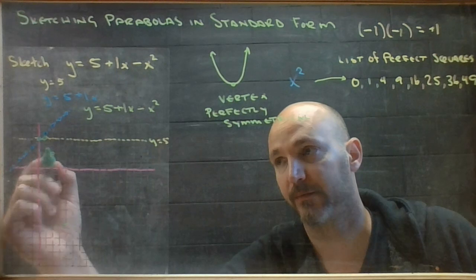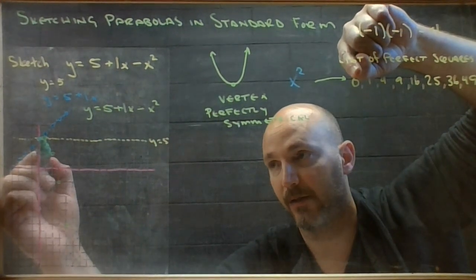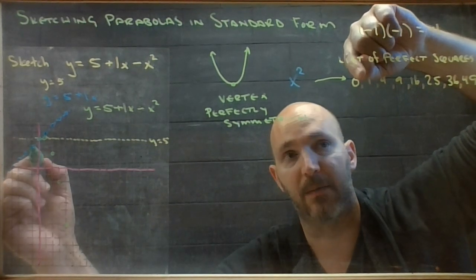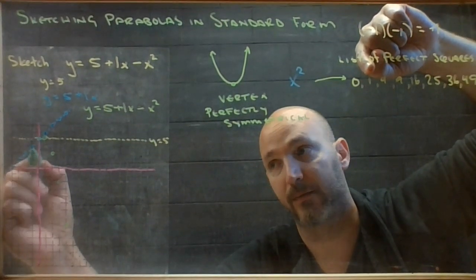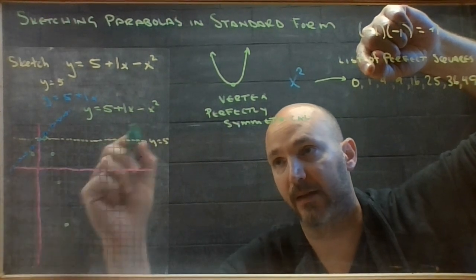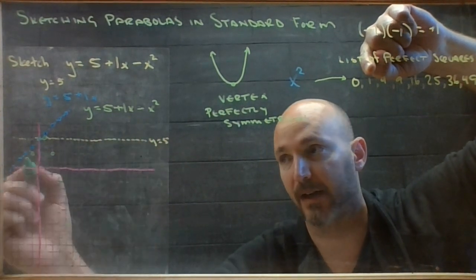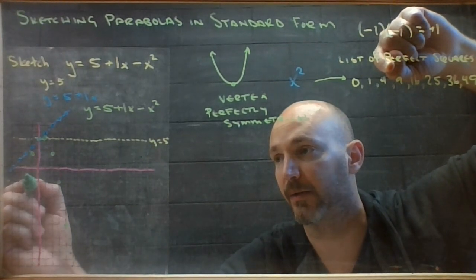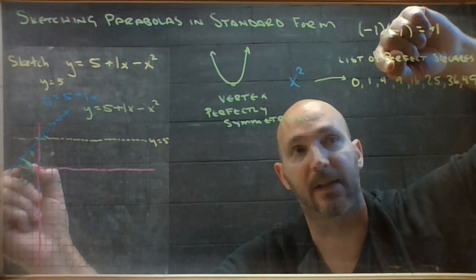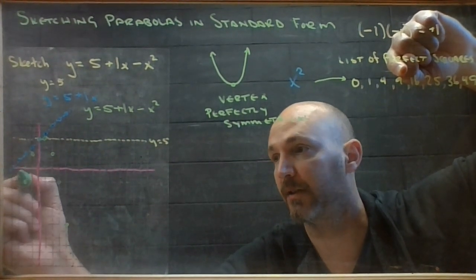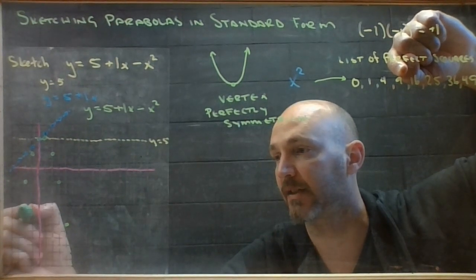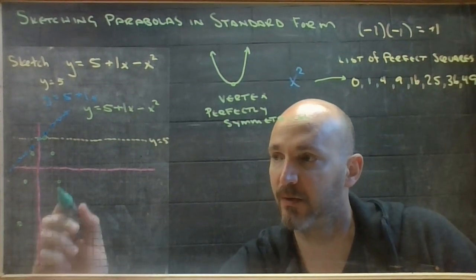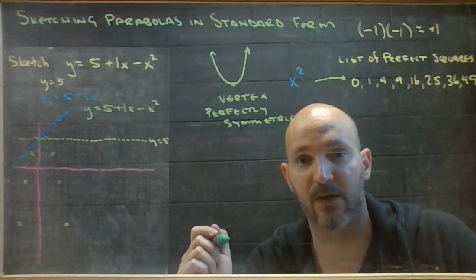Going the other way, start at 0 on the y-axis, so neither up nor down. One step in, I have to take off 1. Again, subtracting because this equation has subtracting. Next step over, take off 4. 1, 2, 3, 4. Next step over, take off 9. 1, 2, 3, 4, 5, 6, 7, 8, 9. And if you see, there are those two symmetrical pairs starting to show up.